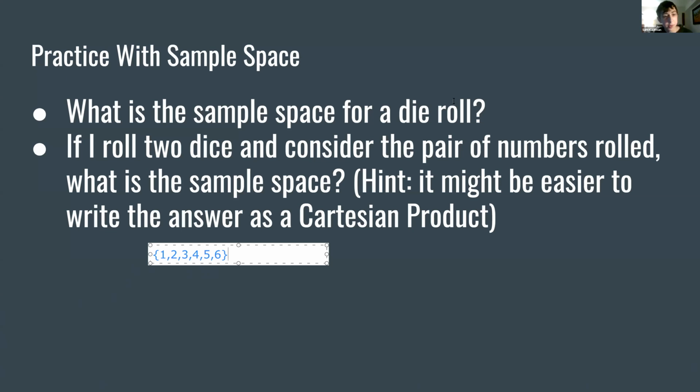How about the second one? If I roll 2 dice and consider the pair of numbers that I roll, what is the sample space for this? So you can represent the pair of numbers you get with an ordered pair. And because we're rolling 2 dice, there's going to be a lot of possible outcomes. So there might be a shorter way to write it using a Cartesian product.